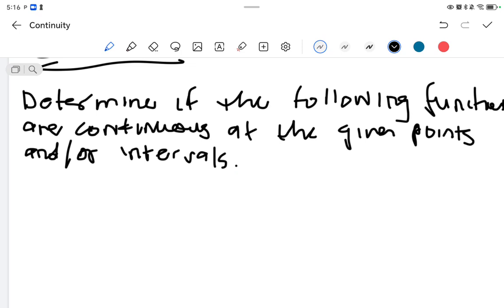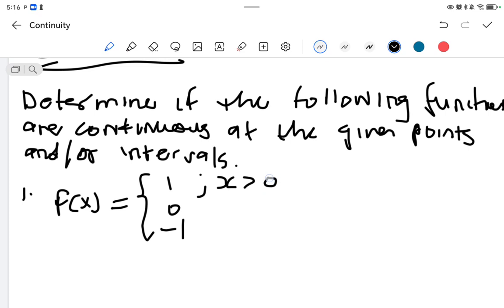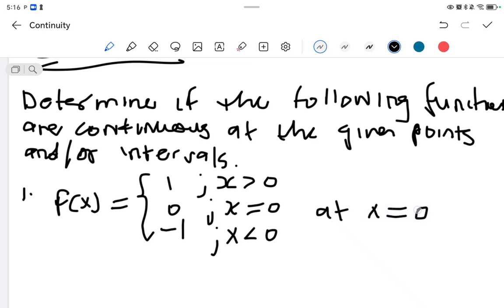So the first question that we have is f of x, which is equal to 1 such that x is greater than 0, 0 such that x is equal to 0, and -1 such that x is less than 0. And let's say we should determine this at x equals 0. We should determine whether the functions given here are continuous at a given point. So this is continuity at the point.